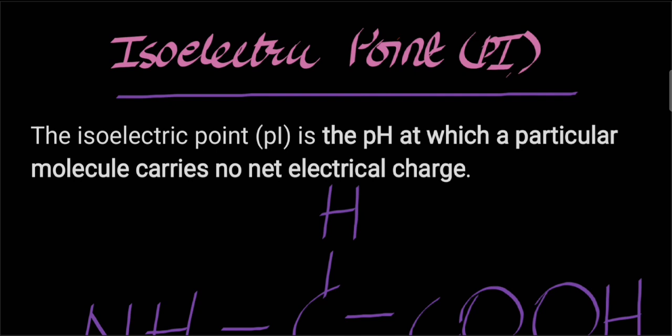An isoelectric point is that particular pH at which a molecule will have two charges. It will have one positive charge and one negative charge, which will lead to a net charge of 0. That particular pH is known as the isoelectric point. I'll be showing you how.